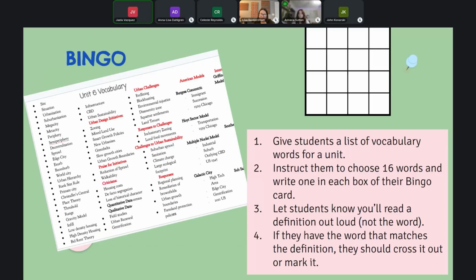Another type of activity that I like to do in review week or even Saturday review, I do this a lot on Saturday review or after school review, is I put up a list of vocabulary terms for the unit, and then they choose 16 words, write a term on each box. I let students know that I'll read the definition out loud, and I'm not going to say the word, and if they have the word that matches the definition, then they cross it out and mark it. So we play bingo, and whoever wins bingo gets a prize or some extra credit points on the exam. So I like bingo.